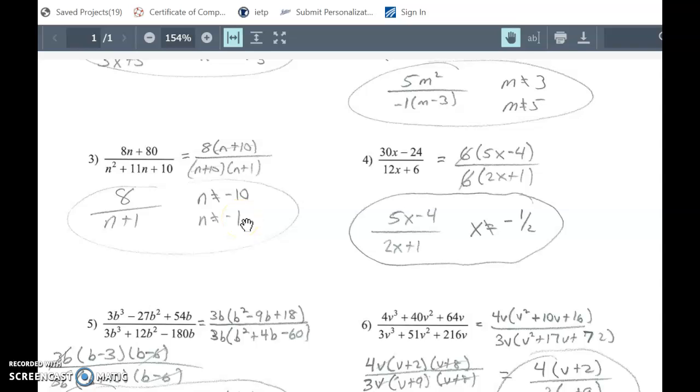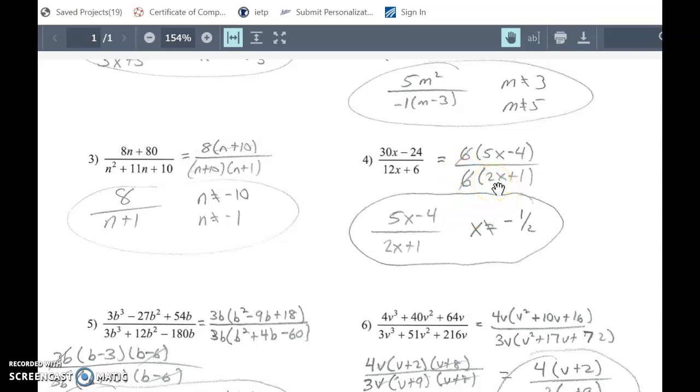Finally, when you look at number 4, you see for number 4, the bottom is 6 times 2x plus 1. 6 is just a number. There's no x with it. So there's no way to make that factor be 0. So we don't worry about the 6.